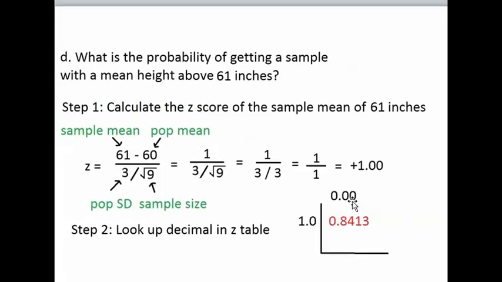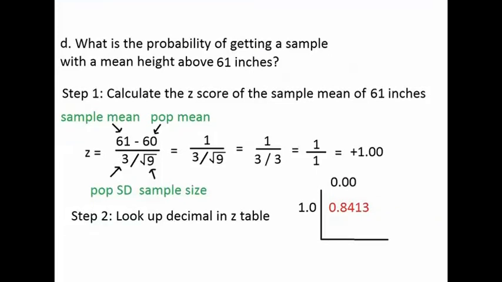And once again, we have to break up the z-score into 2 separate parts. The 1.0, this first part, tells us what row to use, and this final digit at the end tells us what column to use. Since this third digit right here is 0, we use this column right here. And then we get this decimal from the z-table, where the row and column meet up.